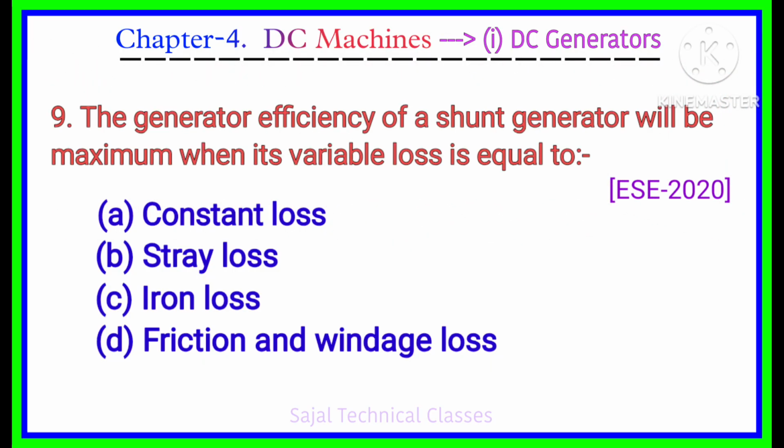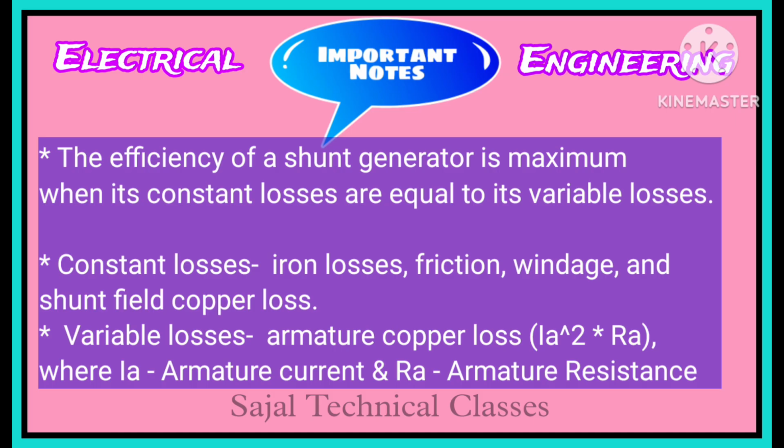Question number 9. The generator efficiency of a shunt generator will be maximum when its variable loss is equal to option A constant loss, option B stray loss, option C iron loss, and option D friction and windage loss. Correct answer option A constant loss.